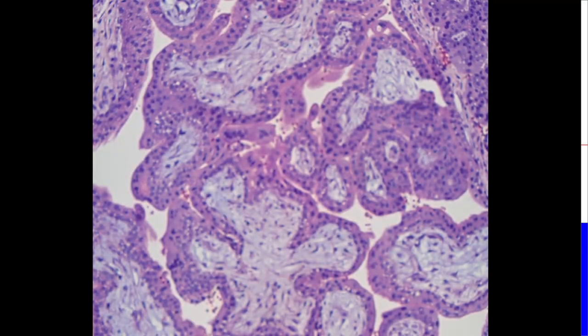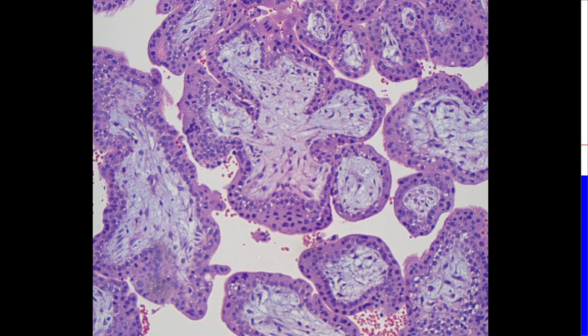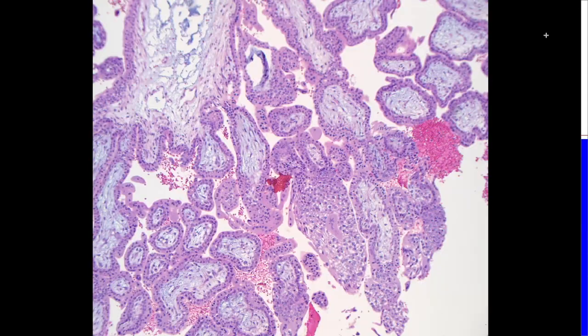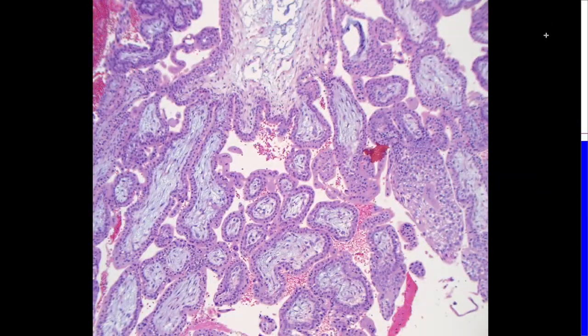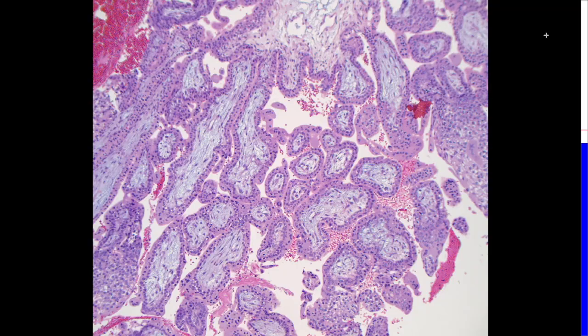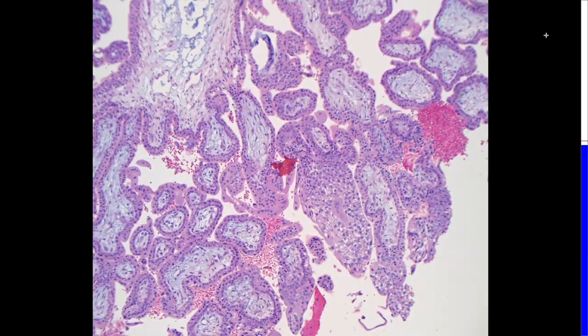So what we have is the villus stroma in the center, which is this myxoid blue stroma here. And then we have this layer here of cytotrophoblast that is more internal, and around it we have the syncytial trophoblast, which is the syncytium of larger cells right here. And as you can see, the cytotrophoblasts actually give rise to both syncytial trophoblast and extravillous trophoblast.